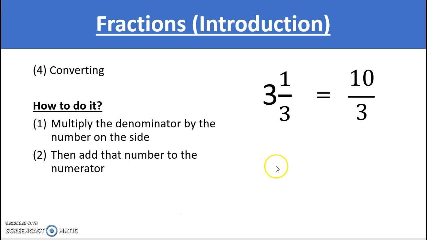Okay, what about going back the other way then? Well, from a mixed to improper, what we do is we go 3 times 3 to be 9. We then add the 1, become 10, and we write the denominator to be the same. So multiply the denominator by the number on the side, then add that number to the numerator, and that's it.